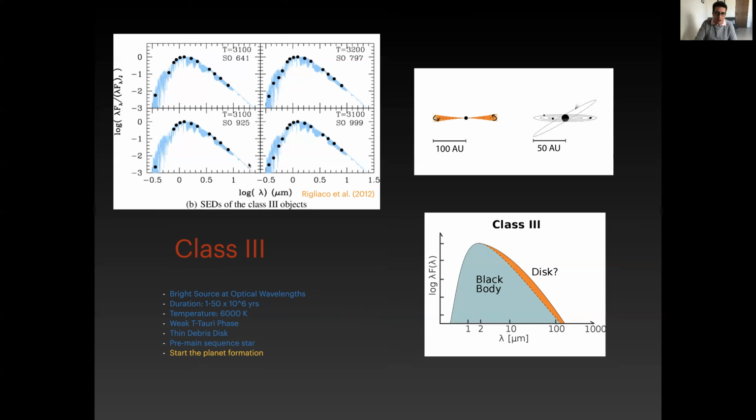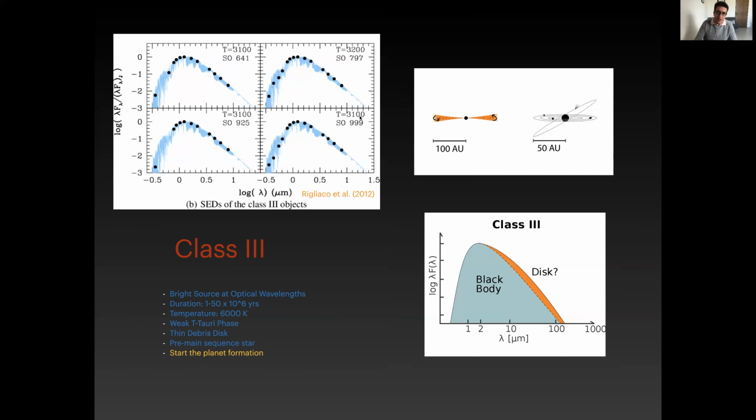In this survey, you can see that mainly there are class 3 objects, and that the spectra are dominated by a single source, mainly associated with a black body from the star, and probably some contribution of the disk also in these four stars. The temperature you can see is also around 3000 Kelvin.